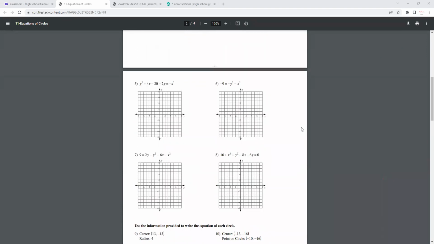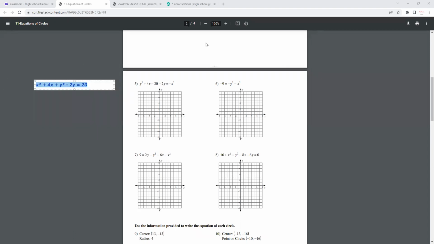So for these ones, these are a little different. You need to put them in order. So for example, y² plus x. So put the x's first actually. So I'm going to add the x² to the other side. Then I'm going to put the y's. I'm actually going to add the 20 to the other side.